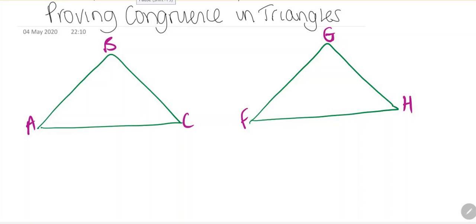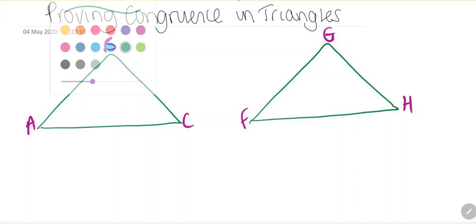Okay, so we're going to look at proving congruence with triangles. I'm going to use the different postulates. So this one, triangle ABC and triangle FGH.